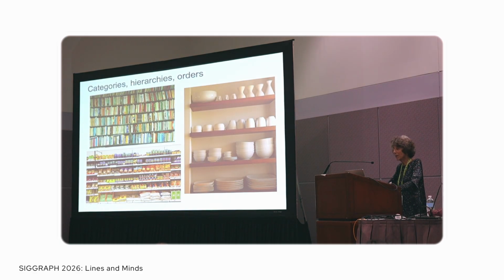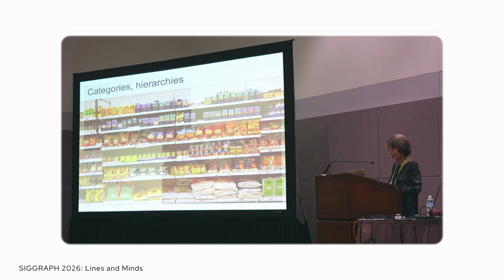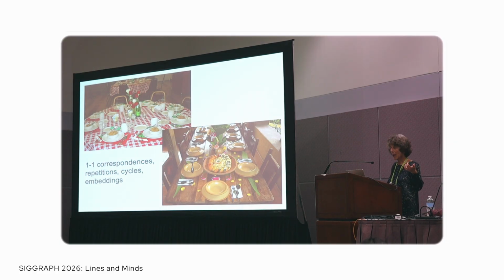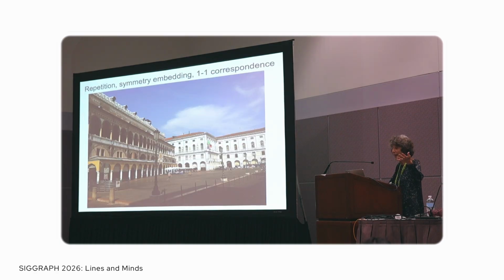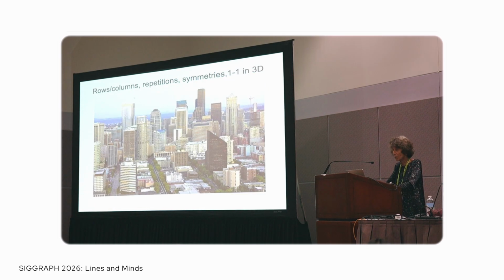All of this you see in the world. The big bowls are in one stack, and the small ones are in another, and the bowls are in a different stack from the plates. So we have categories, hierarchies, and orders. In our table settings, we have one-to-one correspondences, repetitions, cycles, and embeddings, sounding like a computer program. Same in our buildings: repetitions, symmetries, embeddings, one-to-one correspondences in 3D.